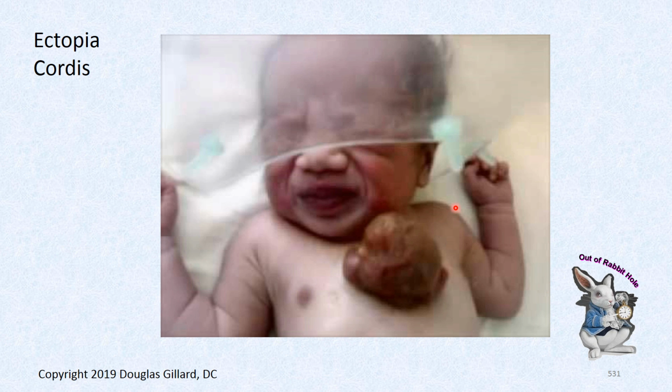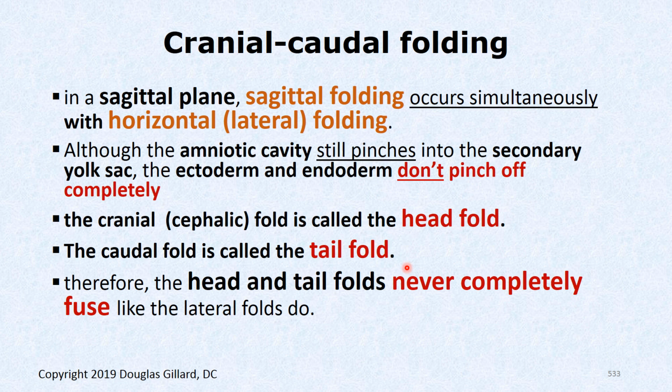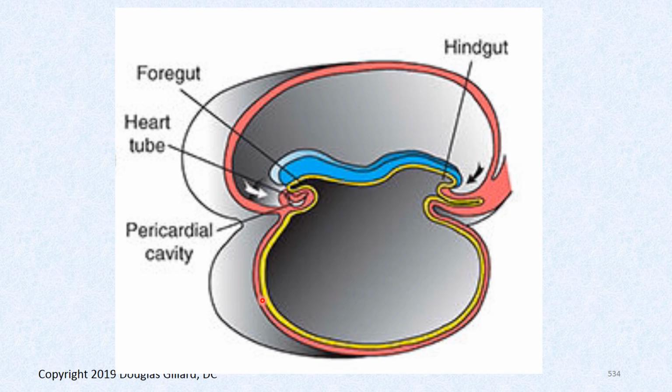So, all right, we're out of the anterior body wall defects. Let's look at the sagittal plane. We're winding down here. I'm not going to go crazy on this, but in the sagittal plane we get folding. We get a head fold and a tail fold. We kind of showed you a picture when we were talking about the gut tube. Now, unlike the lateral folding, where the folds meet and fuse together except in the very middle, the head and tail folds never go that far. So this folding is not as dramatic, and they don't fuse together.